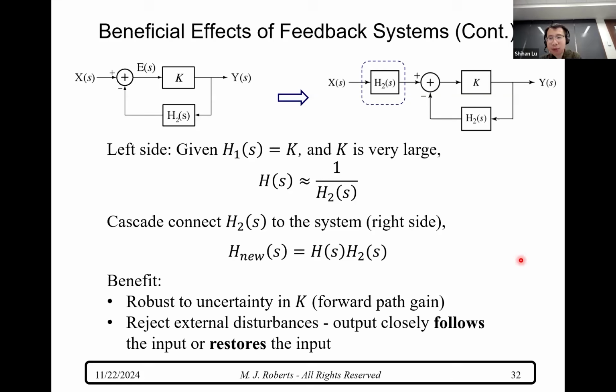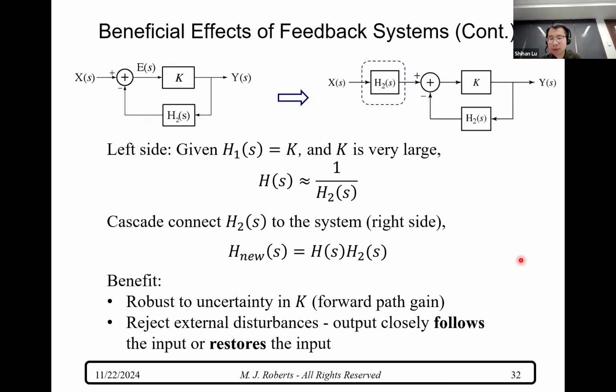So such a feedback system can keep the system output closely following the system inputs, regardless of what kind of external disturbance there is.